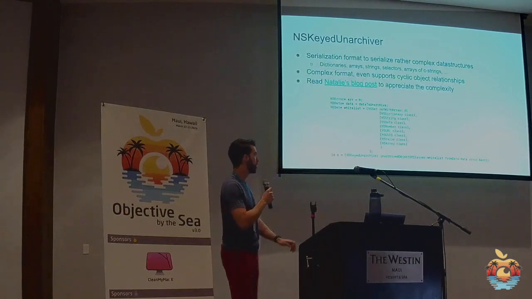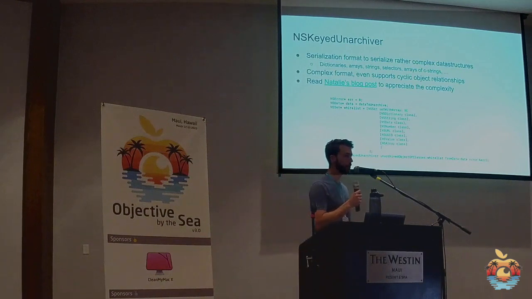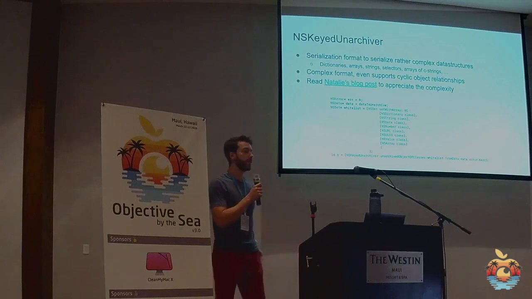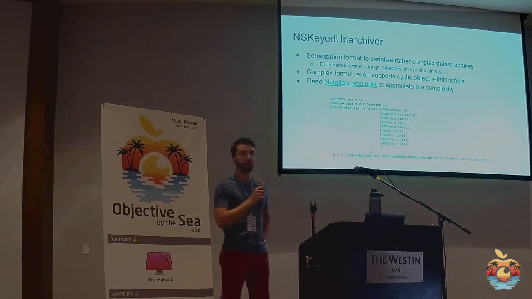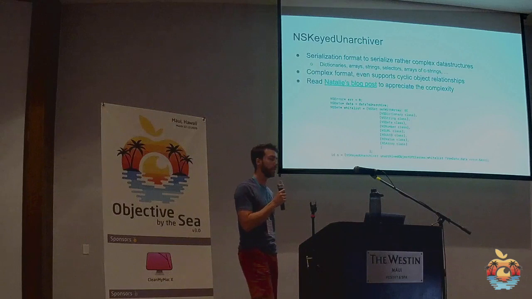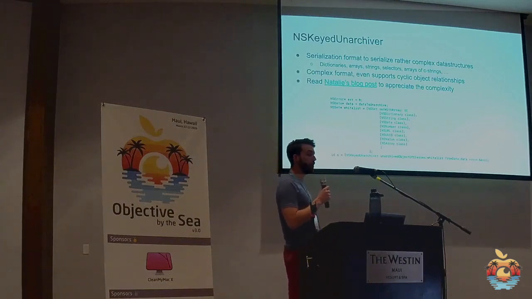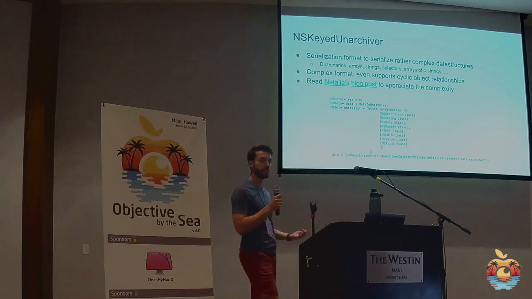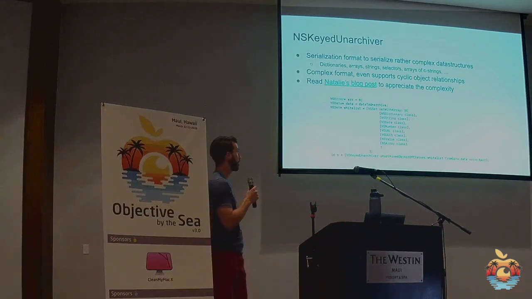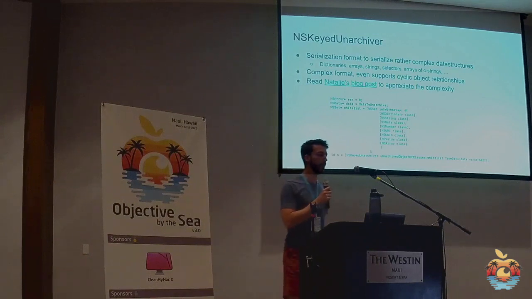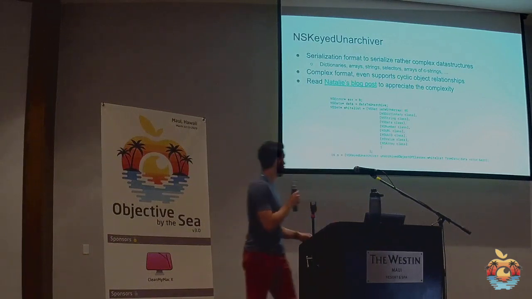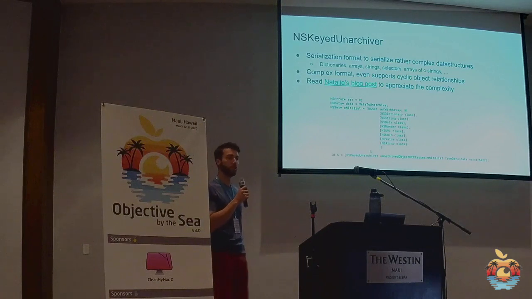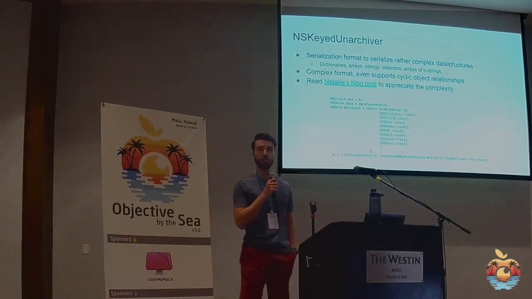Again, a bit more about the serializer. It supports quite a lot of things, like all the common dictionary and array container things. It supports some weirder things like arrays of C strings, also, I don't know why. It even supports cyclic references, and we'll get to that in a minute. I would recommend reading Natalie's blog post. It's really good on this kind of attack surface. At the bottom here, you have some example code of how this archiver works from the API.